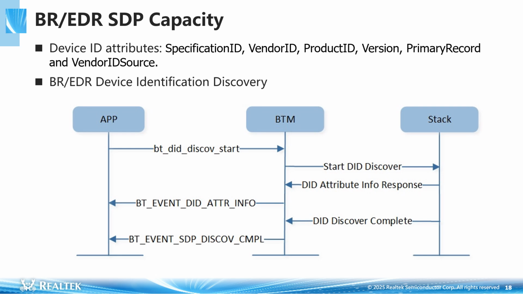As shown in the figure, the application can call BT did discover start API to start a did discover procedure. The application will receive the BT event did attr info event with did attributes information. After the did procedure is complete, the application will receive the BT event SDP discover CMPL event.